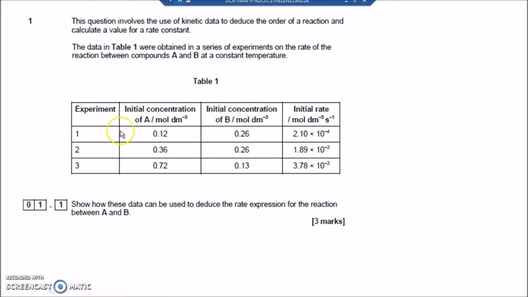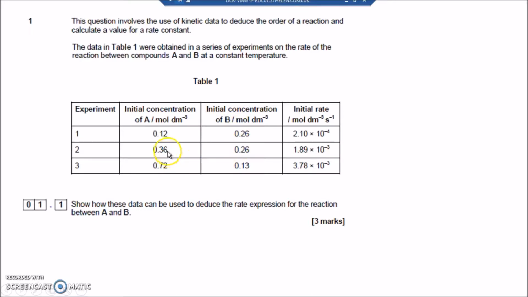How do I do that? Well, first of all, I'll look at two experiments where either A or B are the same. So I can see in experiment 1, B has a concentration of 0.26. In experiment 2, B has a concentration of 0.26. So I'm going to choose experiments 1 and 2, and you'll see why in a minute, because those two are the same for B, it's going to make life easier.